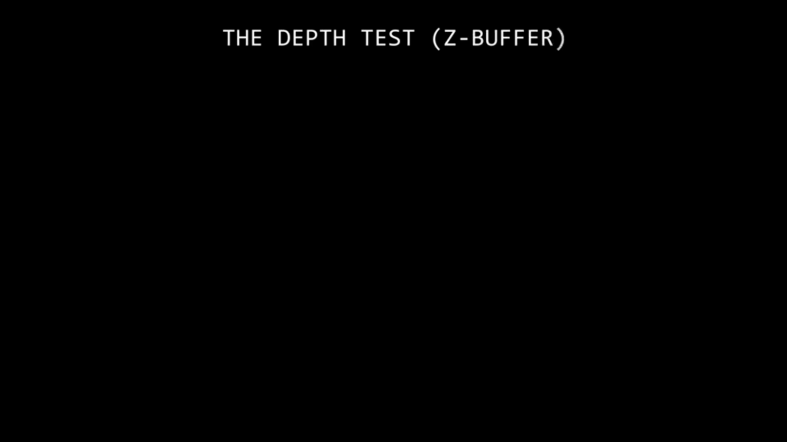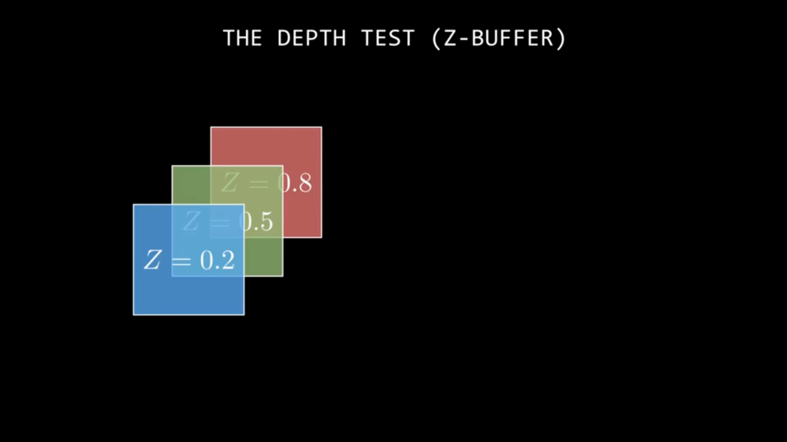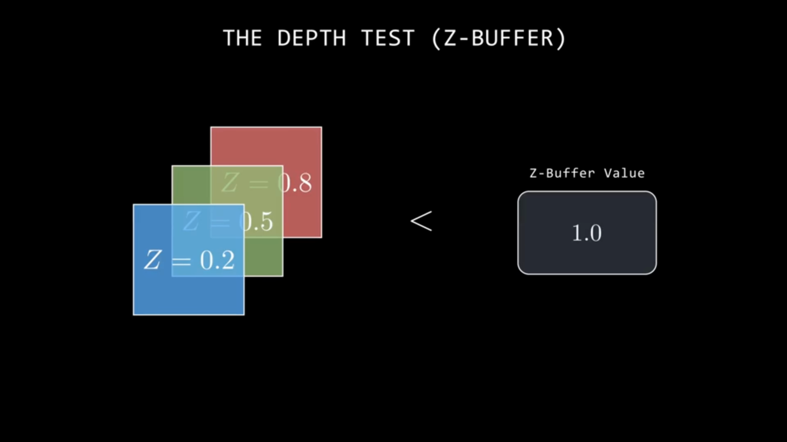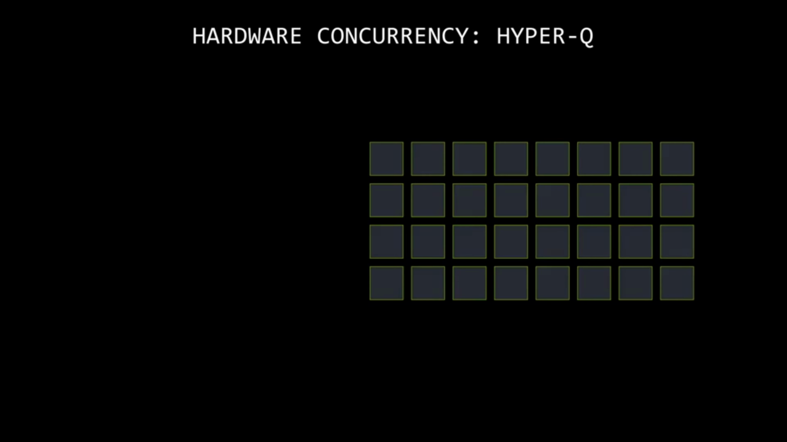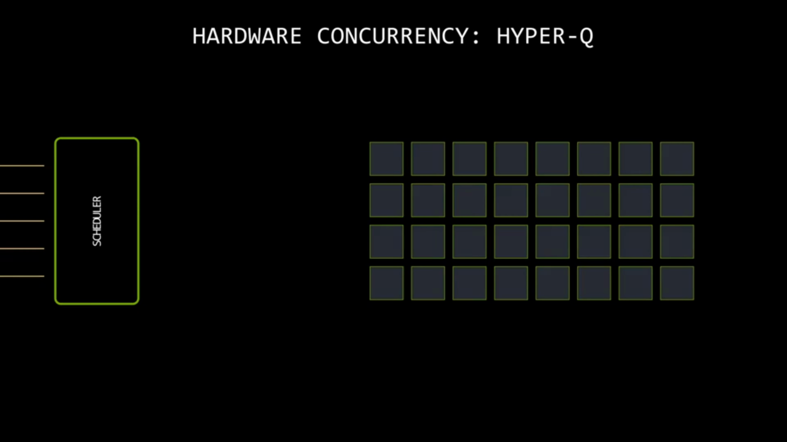But there's a catch. We might have five triangles stacked on top of each other. Which one is on top? The depth test, or Z-buffer, compares the distance and discards the hidden fragments. This is happening across thousands of cores. On modern NVIDIA hardware, we use Hyper-Q and specialized schedulers to ensure the silicon is never idle for a single nanosecond. Finally, the fragments are blended.